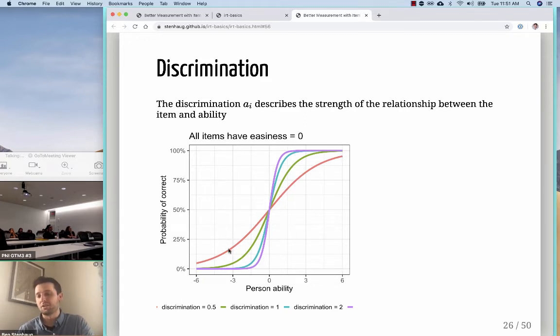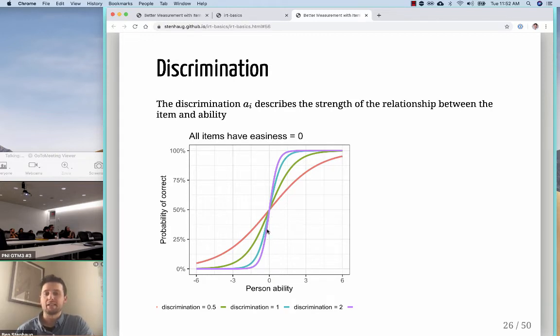And then as I increase that discrimination from 0.5 to 1, and then from 1 to 2, and then, looks like I've cut it off, but then from 2 to 3, I get this sharpening of the curve, where in general, you think of items with higher discrimination as being better because they more precisely discriminate between students or people of low ability and students or people of high ability.